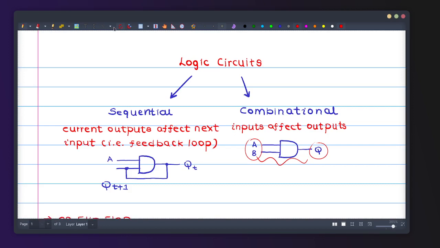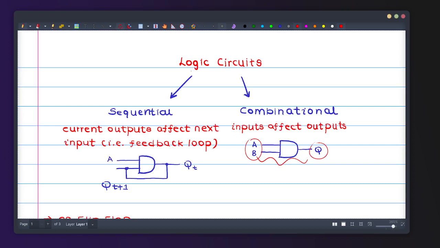So this is an example of a circuit that has inputs that are entirely responsible for its outputs, right? There's no other factor that influences the outputs besides the inputs themselves. And the change from input to output is almost instantaneous. Whatever signal is passed into A and B is passed out straight away into Q.